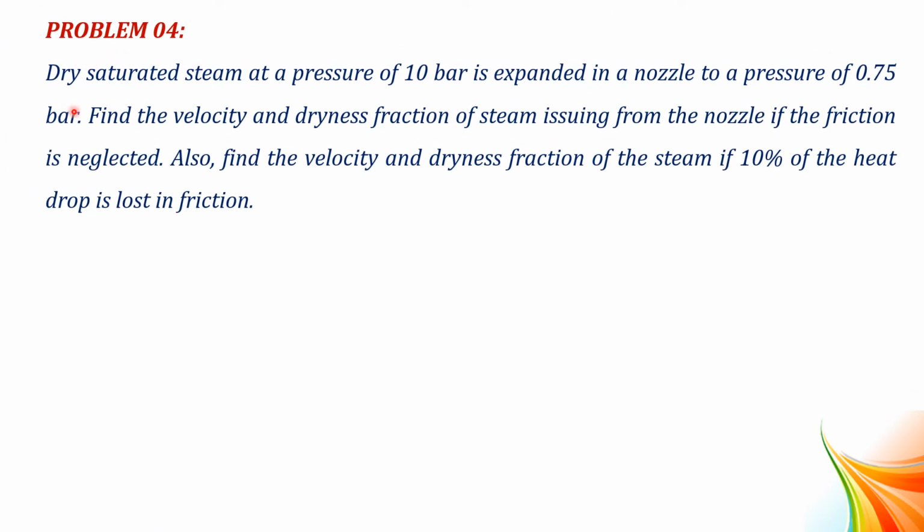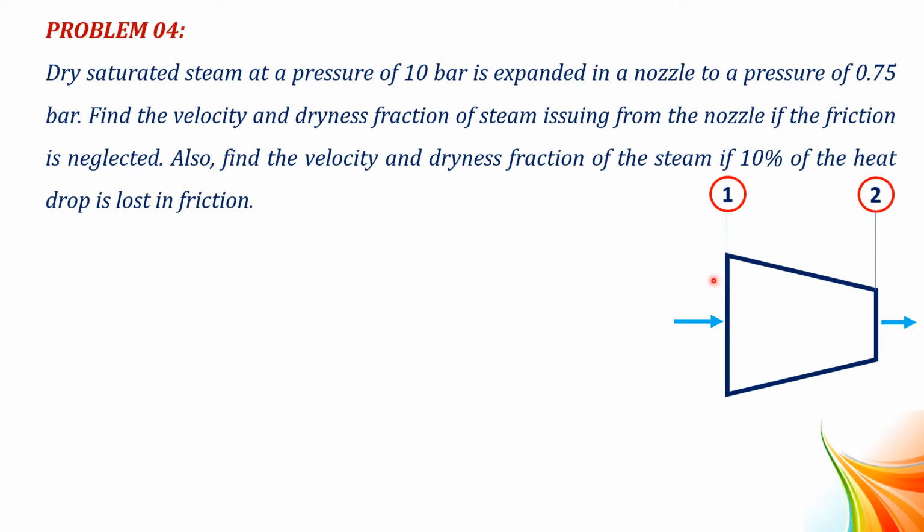Problem 4. Dry saturated steam at a pressure of 10 bar is expanded in a nozzle to a pressure of 0.75 bar. Find the velocity and dryness fraction of steam issuing from the nozzle if the friction is neglected. Also, find the velocity and dryness fraction of the steam if 10% of the heat drop is lost in friction.